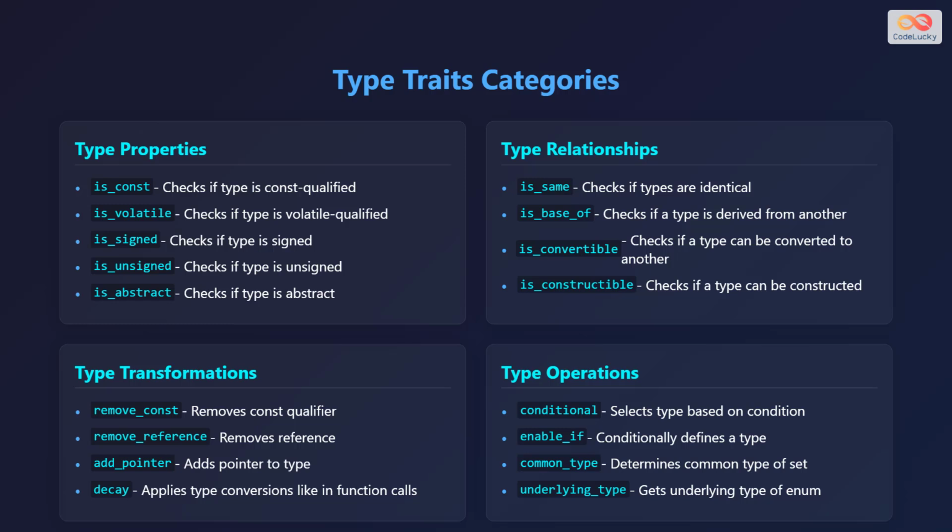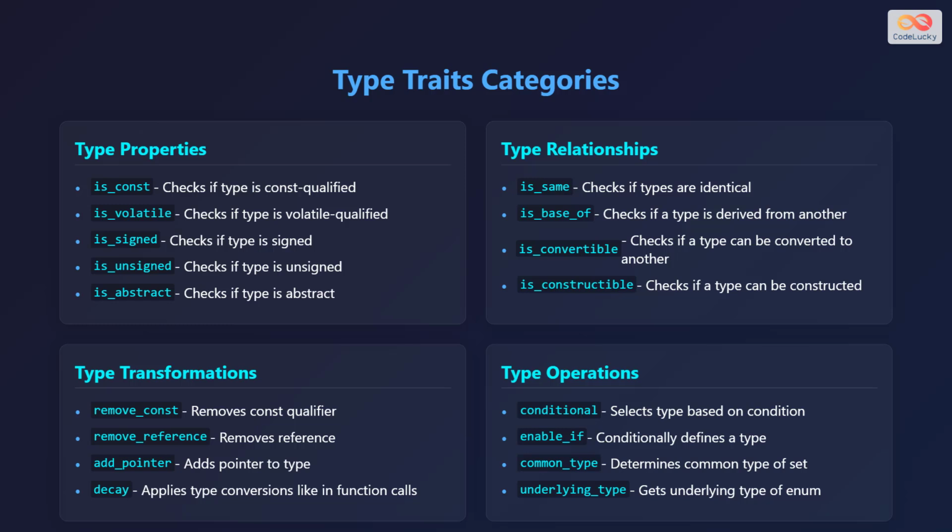Next, we have type relationships. is_same checks if two types are identical. is_base_of checks if one type is derived from another. is_convertible checks if a type can be converted to another. is_constructible checks if a type can be constructed.